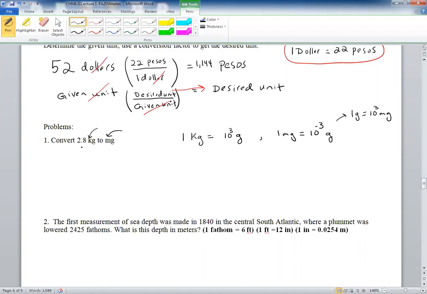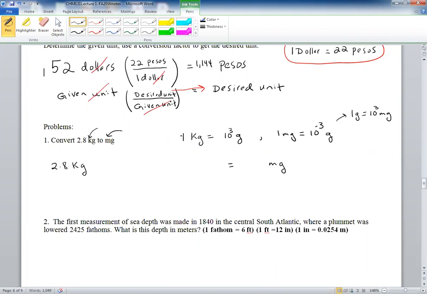So let's start. We have 2.8, that's our given unit, kilograms. And I always like to say, okay, I'm going to leave enough space. Even if you leave more than enough, it's okay. And I'm going to end with, it says clearly to me, milligrams. I'm going to end with milligrams.